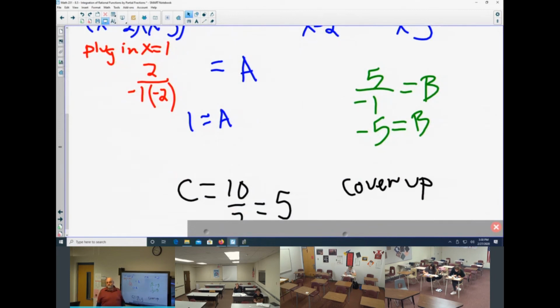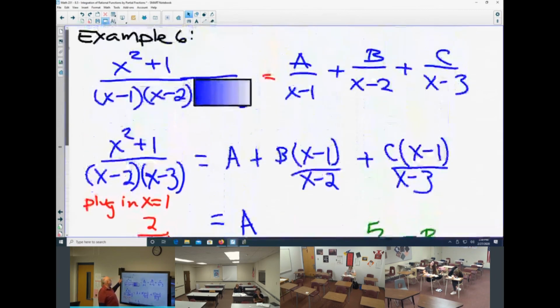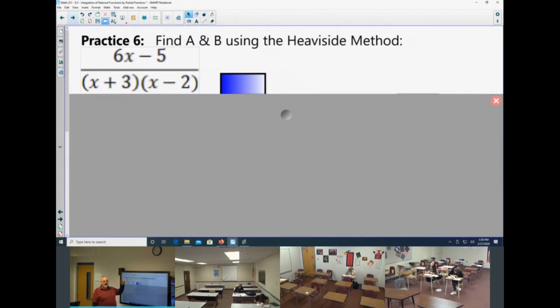Okay, all right, so on the next practice problem, practice 6, what I'm asking you to do is just find A and B. We're not actually even going to finish it off. So just do this Heaviside cover-up method and find A and B, because you just have two factors here.